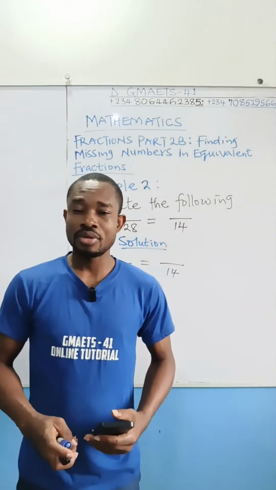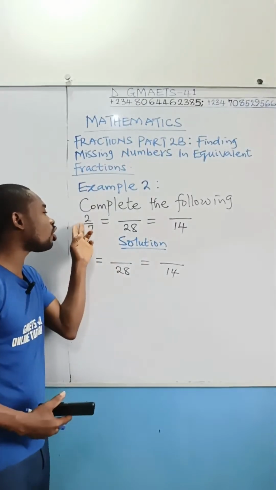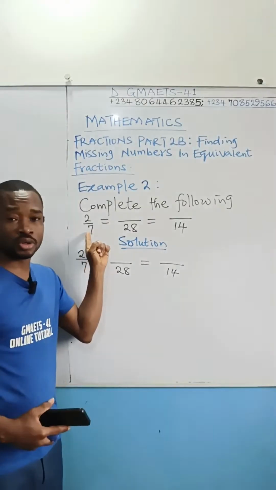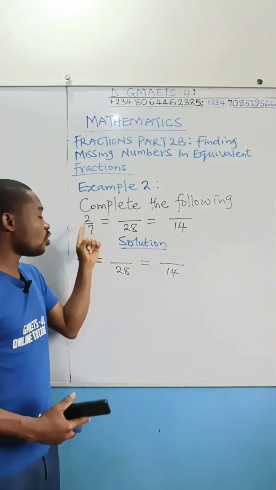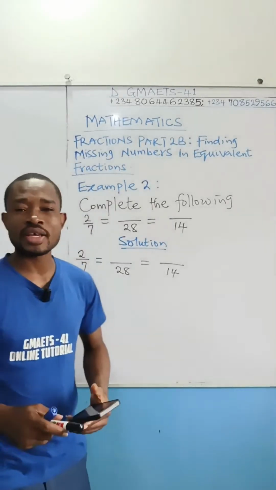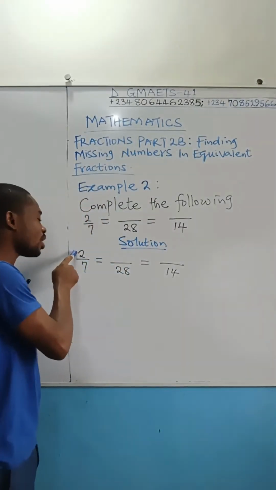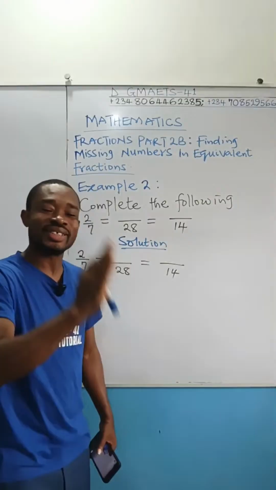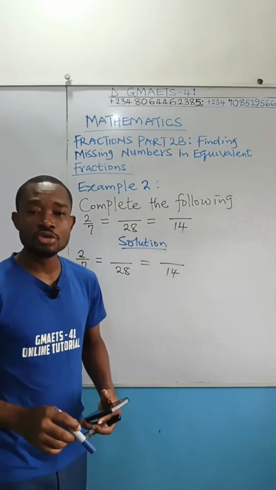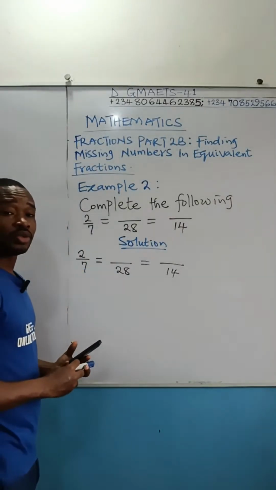Like I told you, the method you would use that will be faster for you depends on the nature of the fraction given to you, the one whose numerator and denominator you know. This is 2 over 7. 2 over 7 is already in its lowest form. Nothing can divide 2 and 7 anymore. So it is already in its lowest form, lowest fraction. Therefore, you can comfortably use method 1.